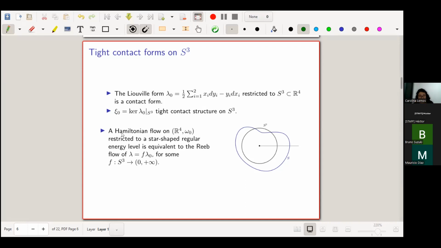So if we consider any Hamiltonian on R4, and we want to study the dynamics restricted to an energy level that is star-shaped.